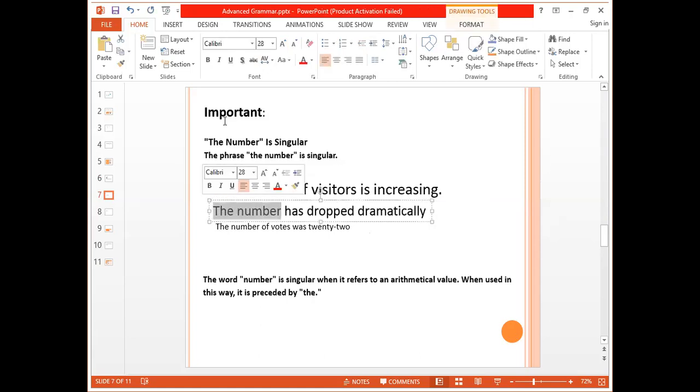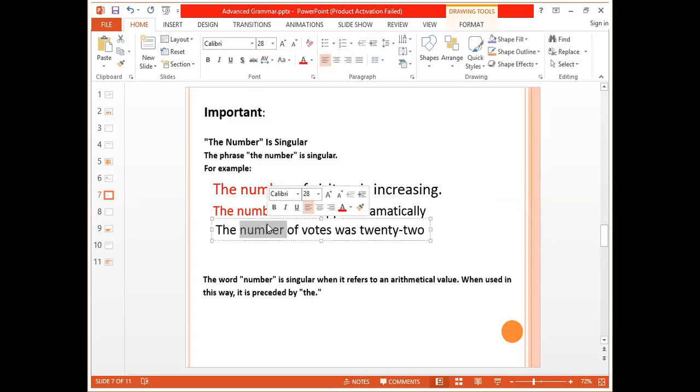The number we have used has. What's the plural of has? That is have. Clear? The number has. Or if I take the next example, the number of words was. What we have written here is was, not were. Clear? Why? Because it is followed by the number. So whenever the number comes, it is followed by a singular word, not a plural word.